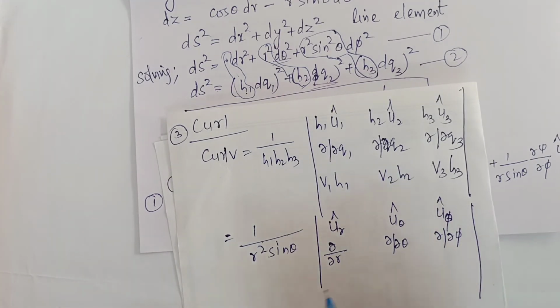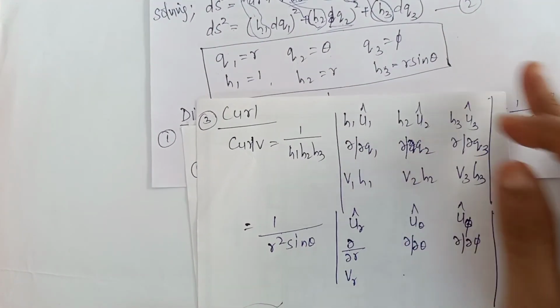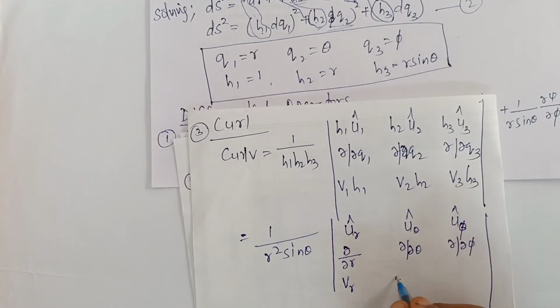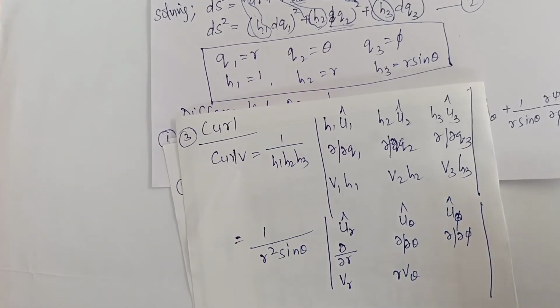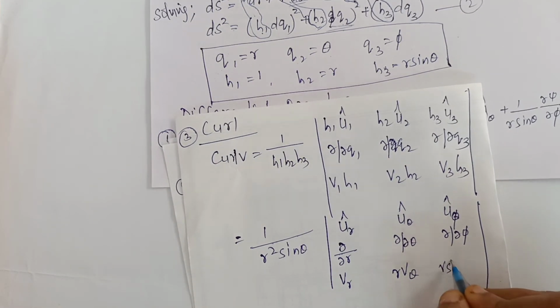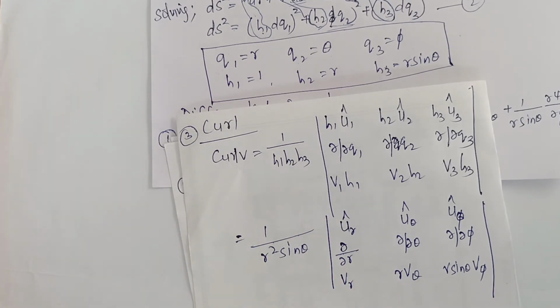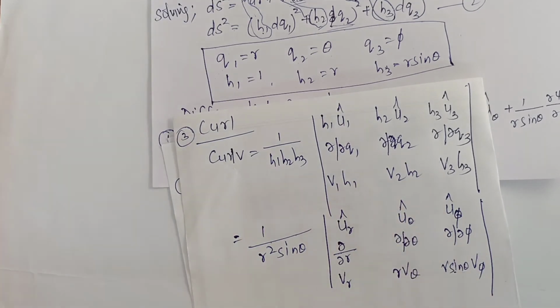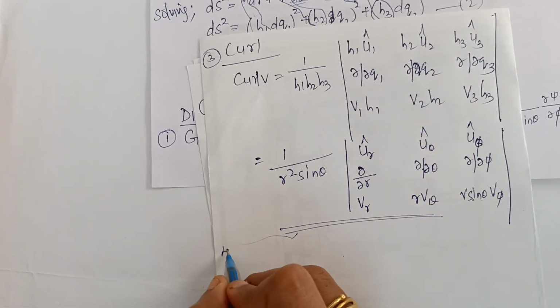Now what is V1 into H1? H1 is 1 itself, and H2 is R, so we are writing it as R V theta, and H3 is R sin theta, so R sin theta into V phi. So we have just substituted. Now we can open the bracket and write the terms. So this will be UR into dou by dou theta R sin theta V phi minus dou by dou phi R V theta, again minus U phi U theta. You can simplify it, but this is the standard form.